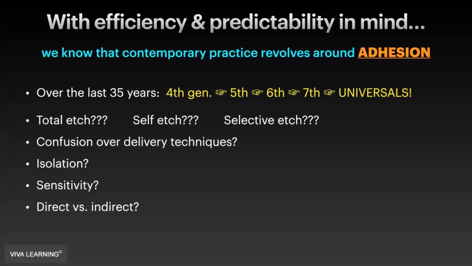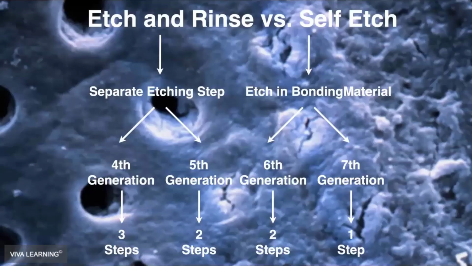There's lots of confusion over delivery techniques. Not everybody follows the best paradigms as far as isolation. There's ongoing issues with sensitivity, and there's a challenge of how do I handle something when it's a direct restoration versus an indirect restoration. So there's still quite a bit of confusion and quite a bit of science out there that we have to really master.